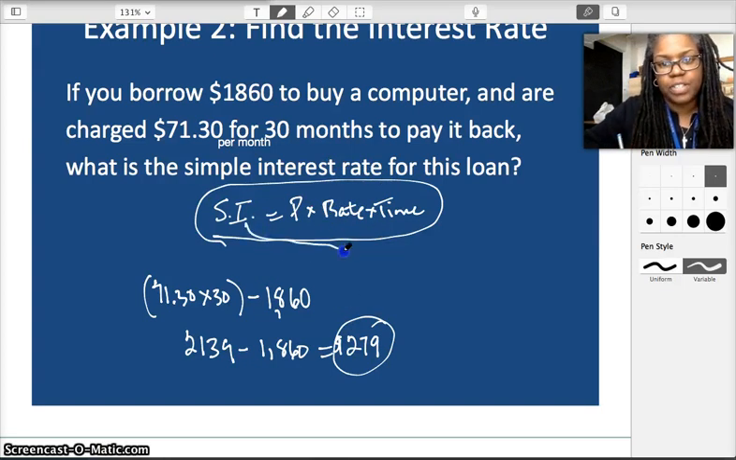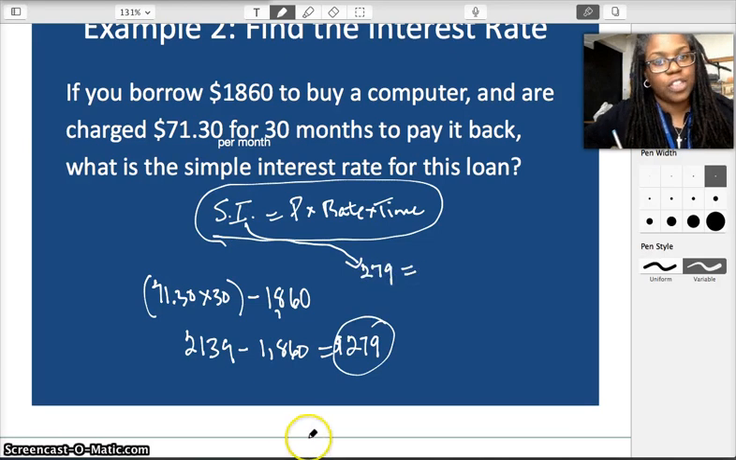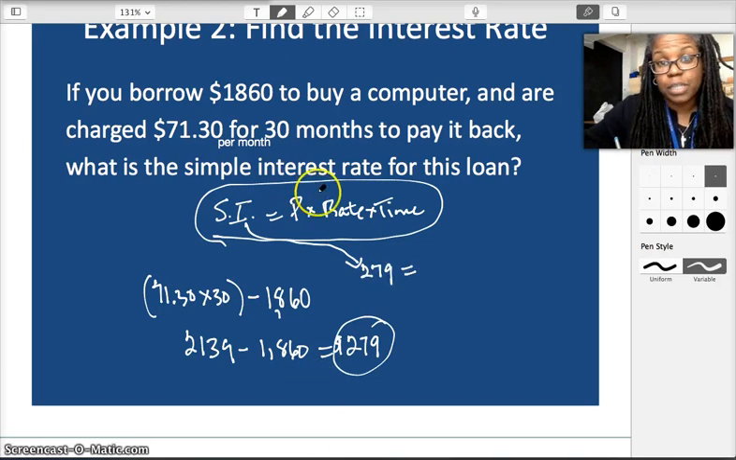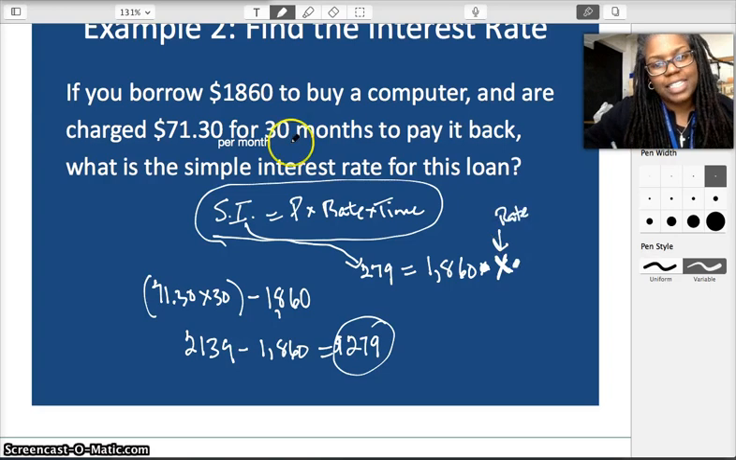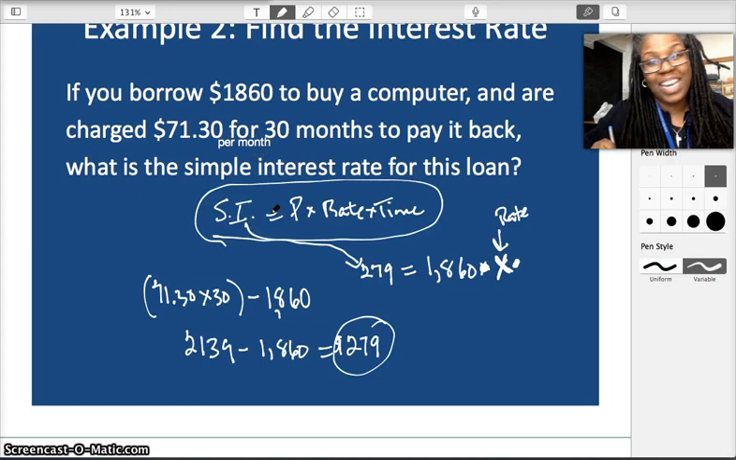So the first thing is I know what the simple interest is. It is 279. So that's part of my equation there. I know what the principal was because the principal is the initial loan amount. So that's 1,860. Got it. I also know, let me put a dot here and put x. This is now a variable, not the multiplication sign, pardon me. So this is going to be times x, which is my rate, which is what I'm looking for, times time. The time here is 2.5 years.